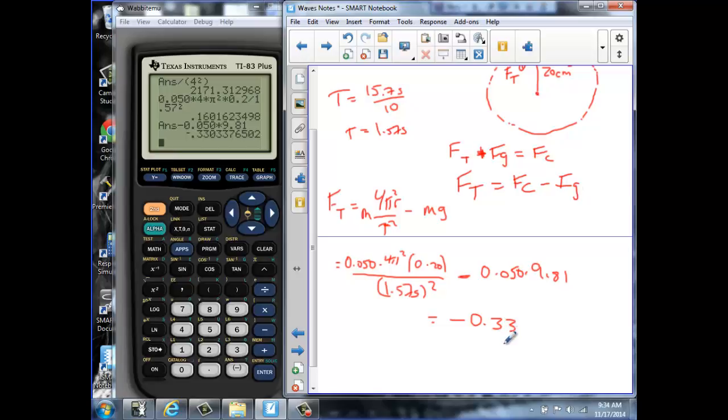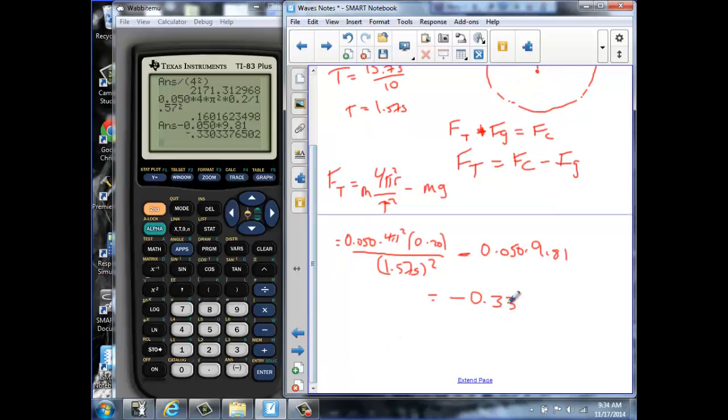Anybody else get this negative 0.33 number? Yeah. Why negative? Because it's pulling it down into the circle. Yeah. So maybe we could ignore the negative and just say that that was going into the circle. That's the tension.